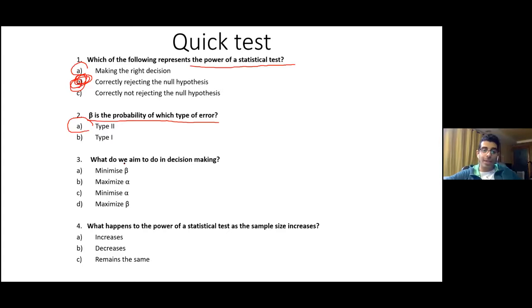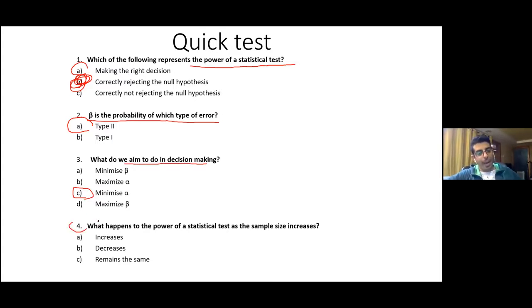So 3, what do we aim to do in decision making? See, he doesn't give you the decision because that's too controversial. He just tells you what do you aim to do in decision making. What do you do? So let's go on question 3. Yeah, you want to minimize alpha. Exactly, you want to minimize alpha. So we talked a lot about this.